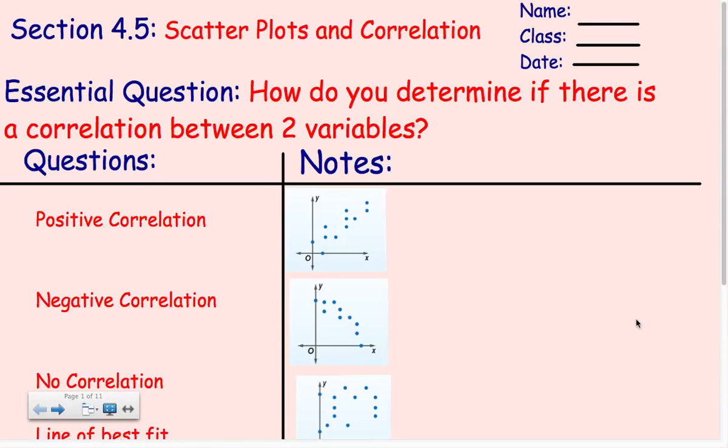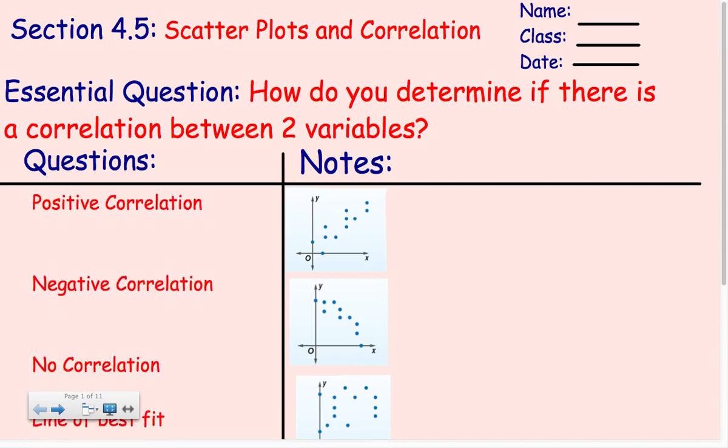Section 4.5, Scatter Plots and Correlation. Essential question: How do you determine if there's a correlation between two variables? There are 4 vocab words in this lesson. The first vocab word is positive correlation.